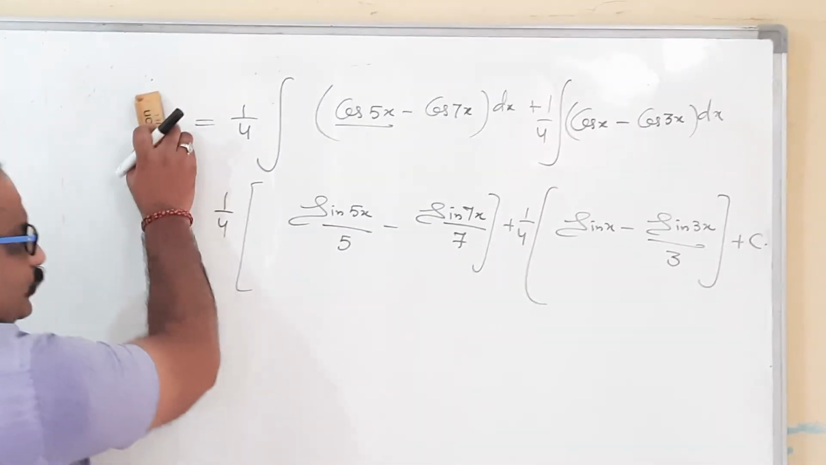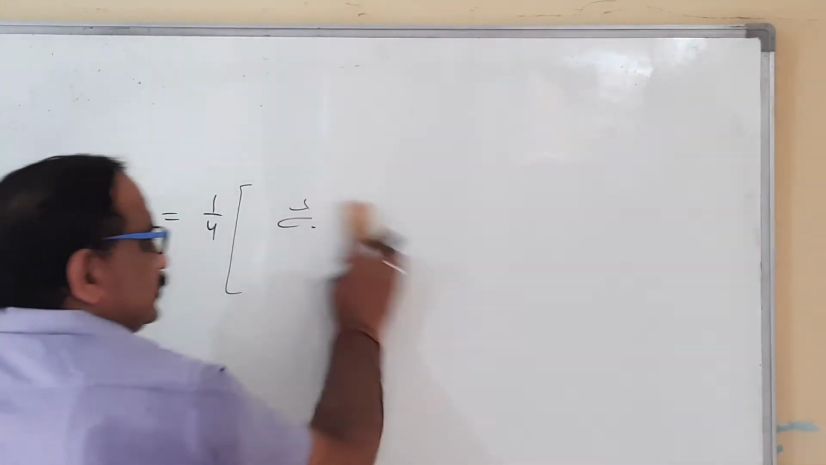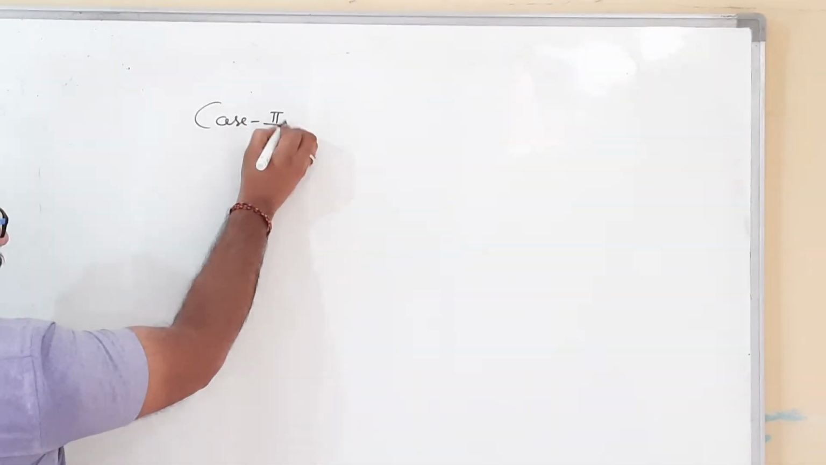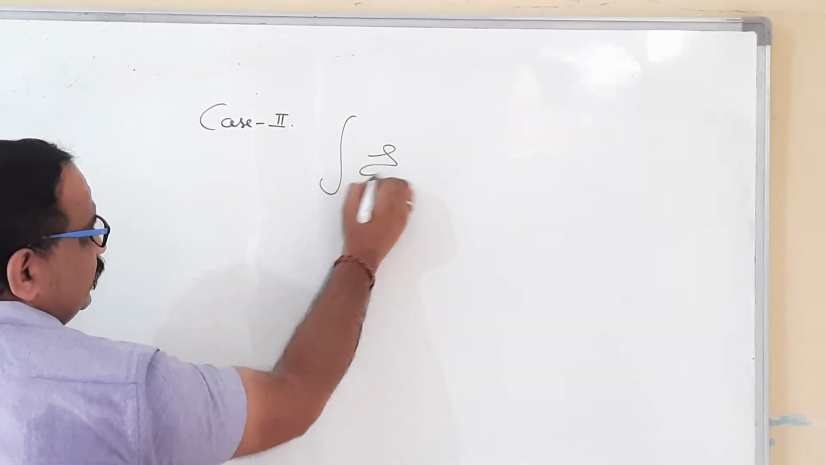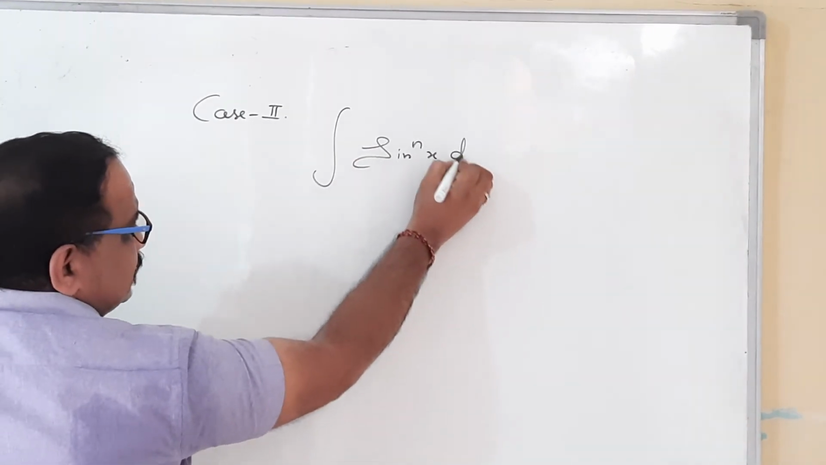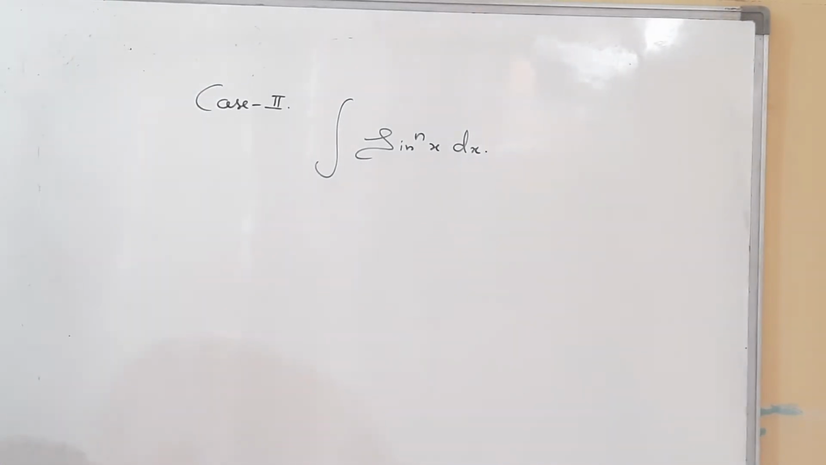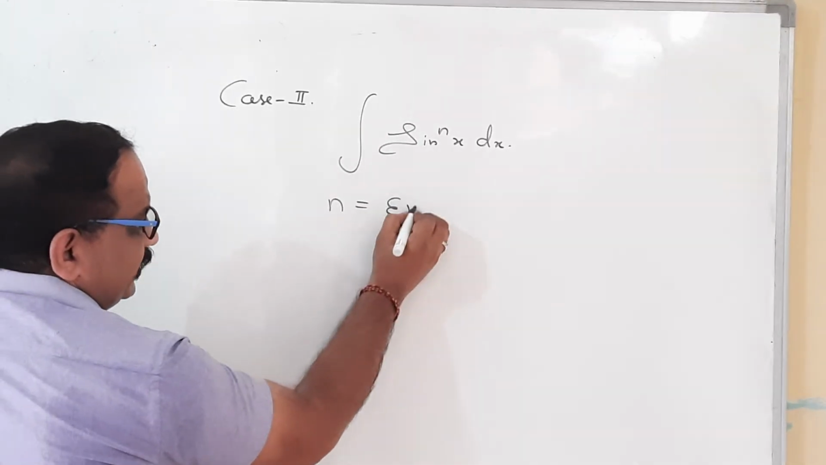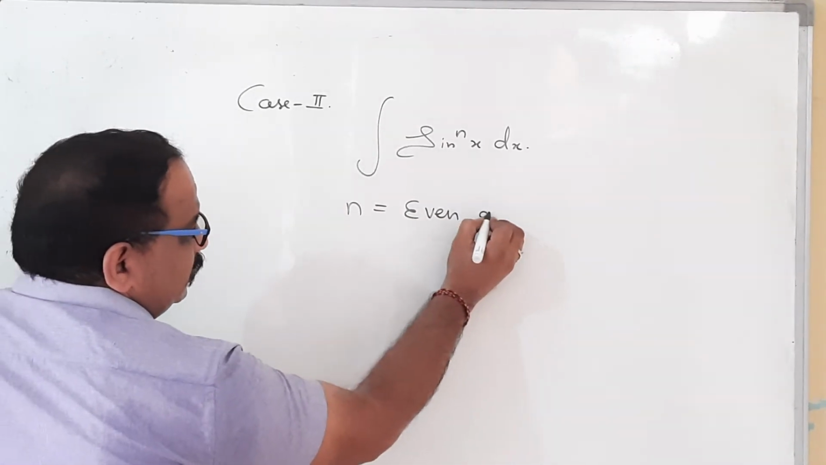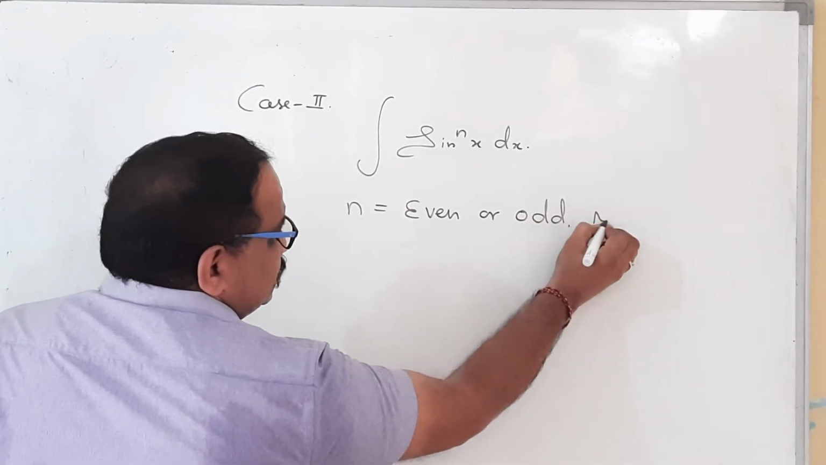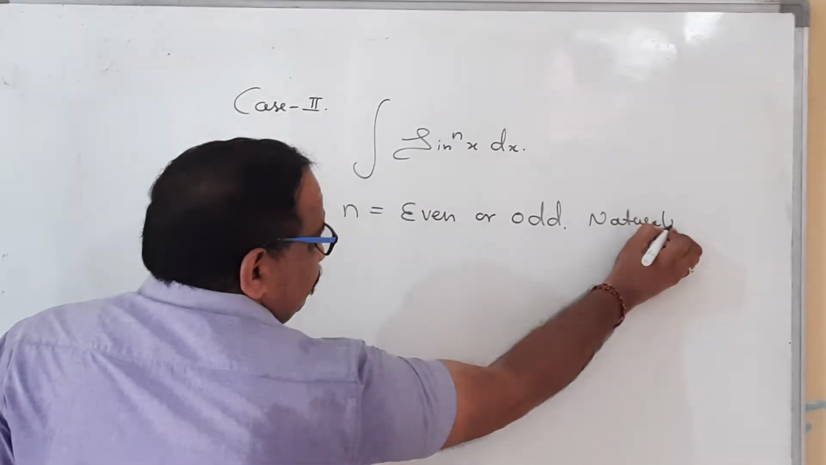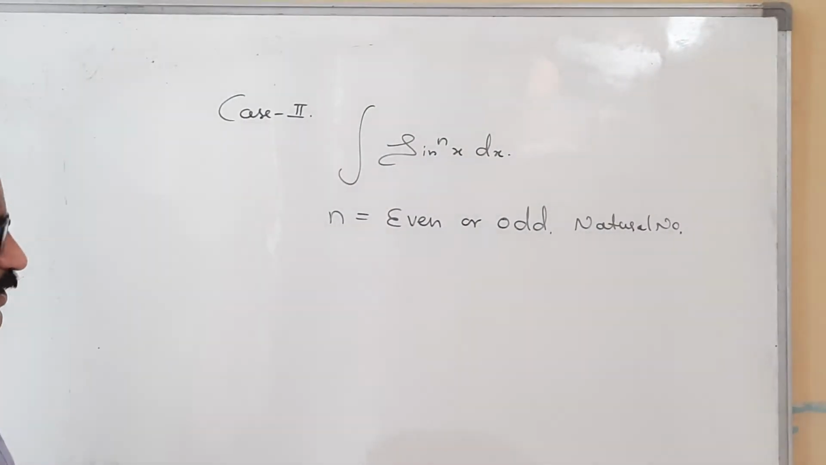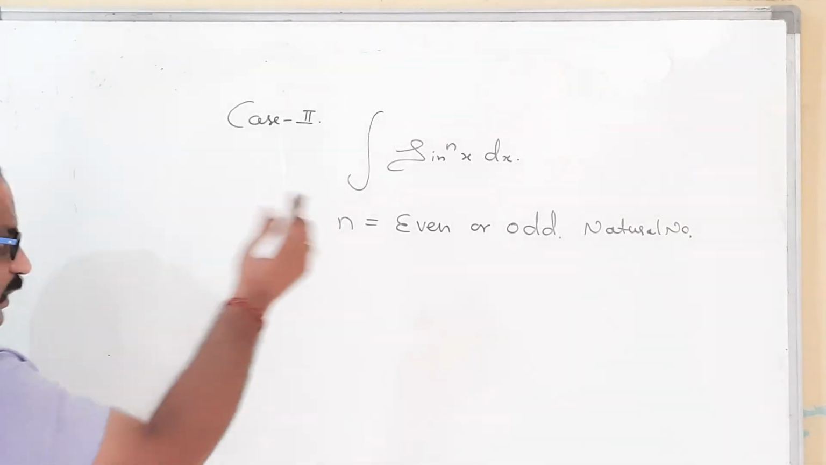Fine. Now the next case we have to discuss, case number 2. In case number 2, we have to discuss sin to the power n of x, dx. I'm talking about the general case, where the power n can be even or odd. Natural numbers I'm talking about, meaning 1, 2, 3, 4 like this. I'm not talking about irrational components. So we have to discuss them one by one.